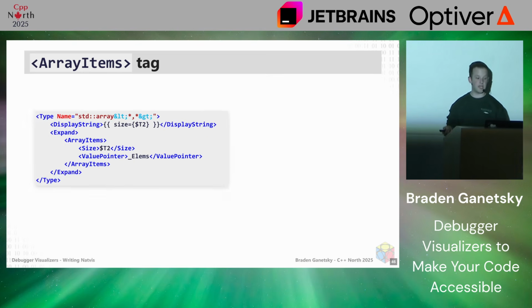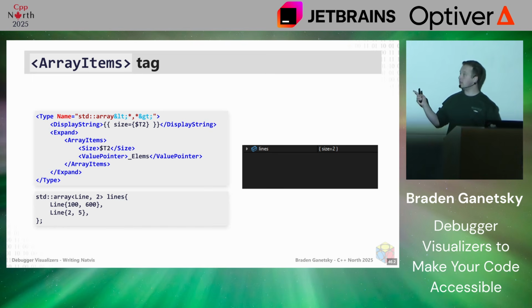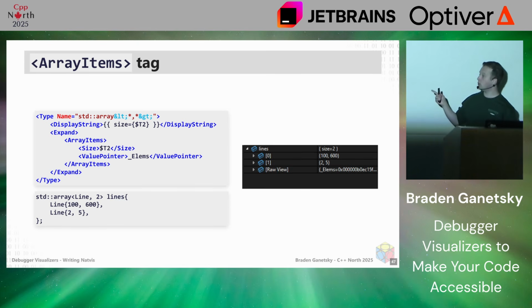And I'll show you what that looks like. So here, if I create a std::array of 2 lines, one of them is 100 and 600, the other one's 2 and 5. Here's how it displays in the Visual Studio debugger. Lines, size equals 2, that's the display string. Then I expand it, and I see I have 0 and 1. 0 is 100, 600. 1 is 2, 5. You might recognize those formats as the display string we wrote previously, so that's nice.